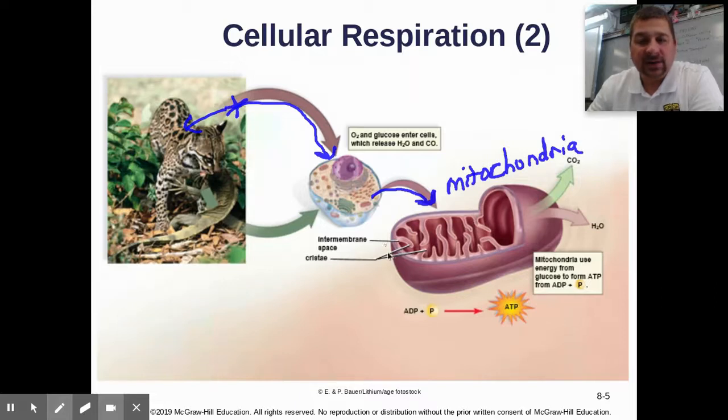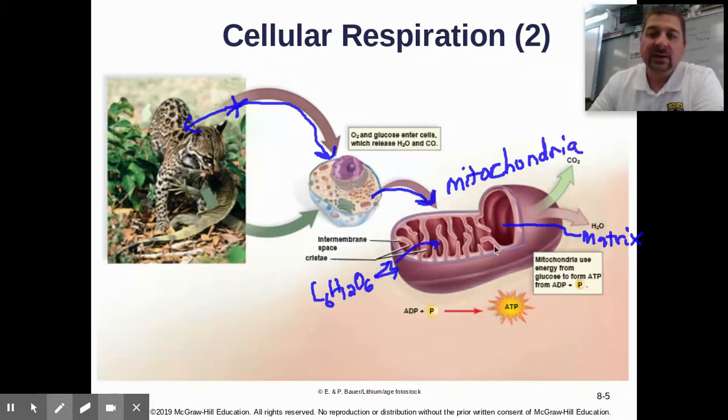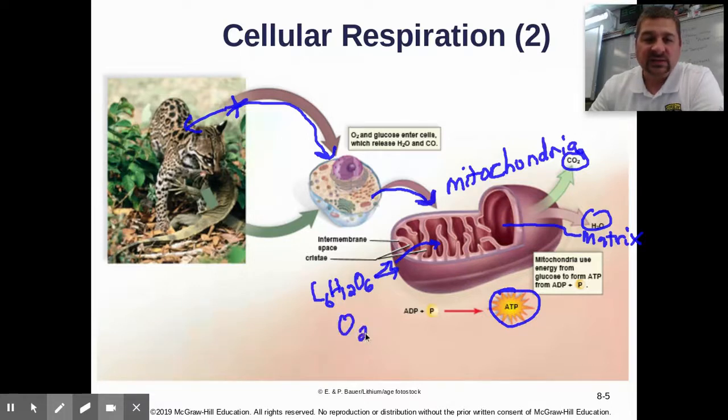So remember the mitochondria, you have the outer membrane, you have the cristae, these folded membranes inside of here, and then you have the matrix inside of here. So you're going to be taking in a sugar, C6H12O6, going to be broken down actually out here in glycolysis, taken into the mitochondria. You're going to have CO2 and water leave along with energy in the form of ATP. You'll also need oxygen going in here as well.